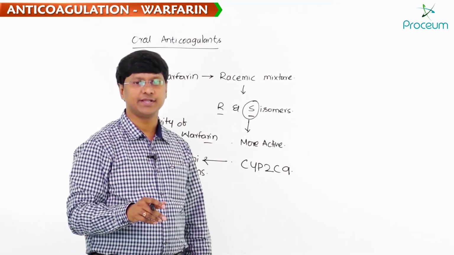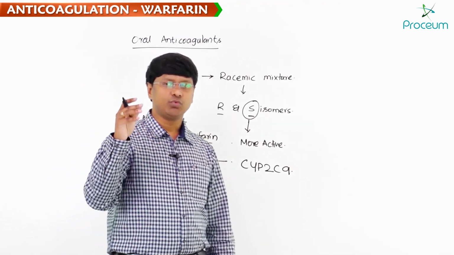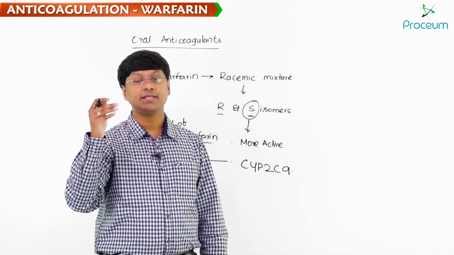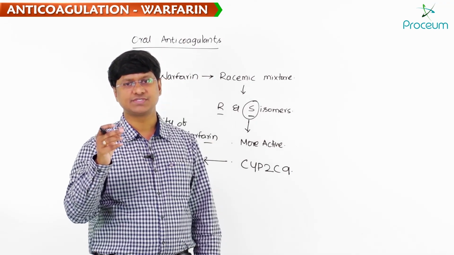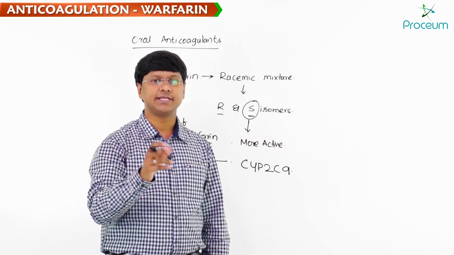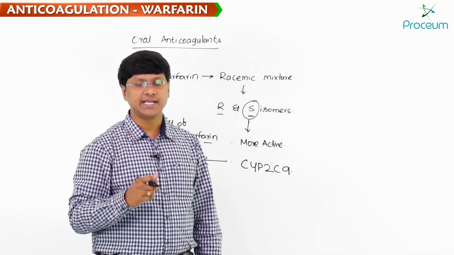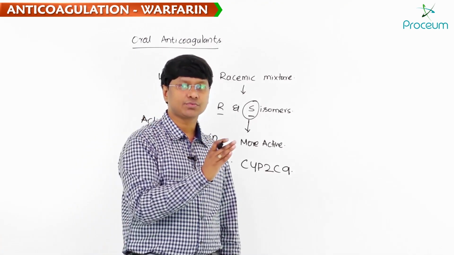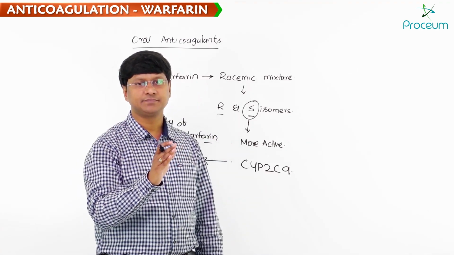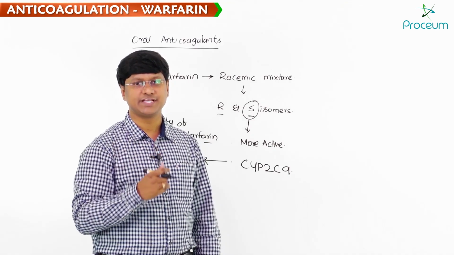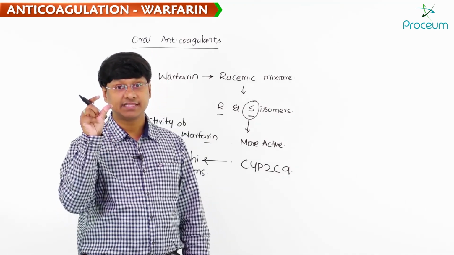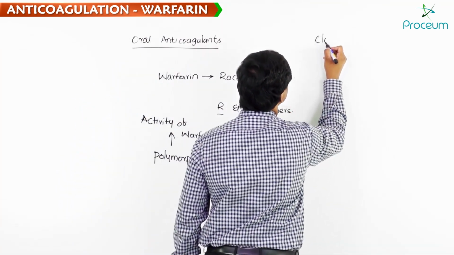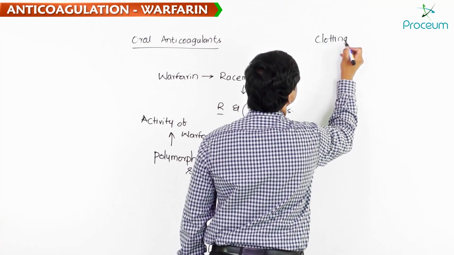Continuation with the same oral anticoagulants. Remember, what were your oral anticoagulants doing? They inhibit the vitamin K dependent factors, that is 2, 7, 9, 10, and not only that, they also inhibit the activity of the anti-clotting proteins, protein C and protein S. Now, among all these, take the clotting factor 7.